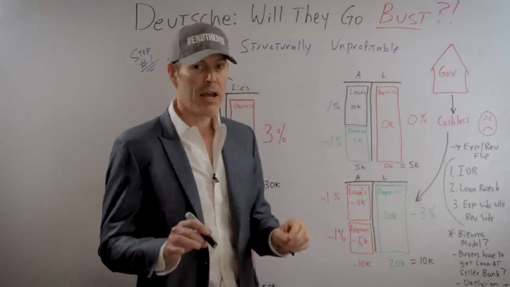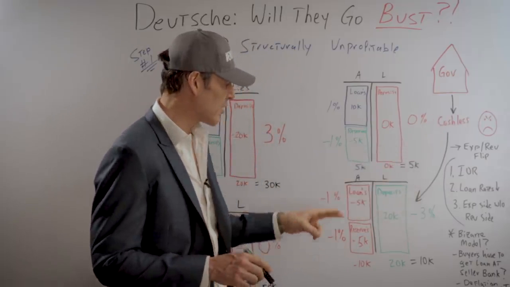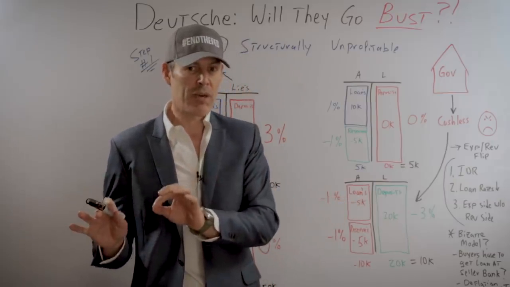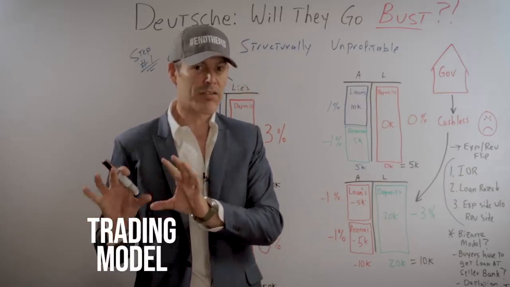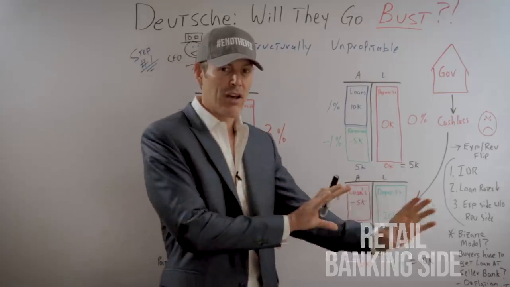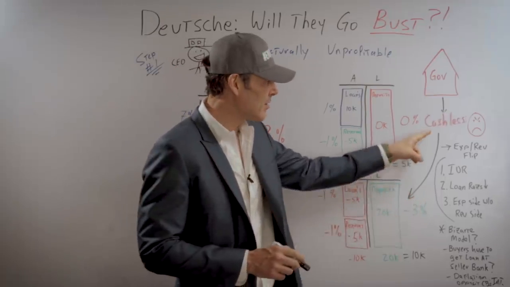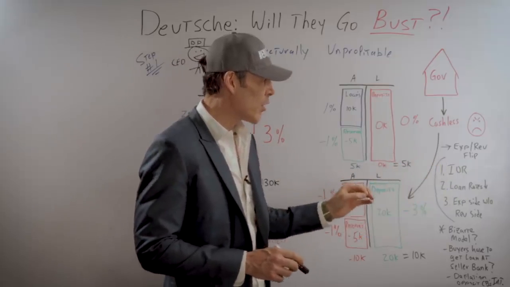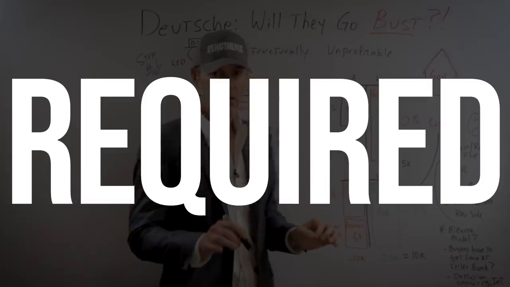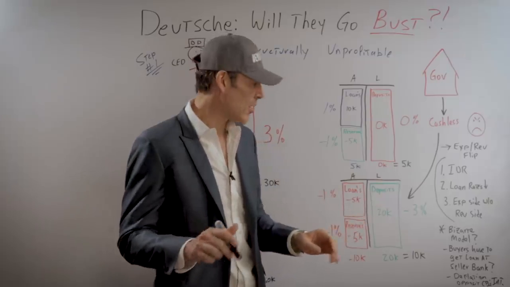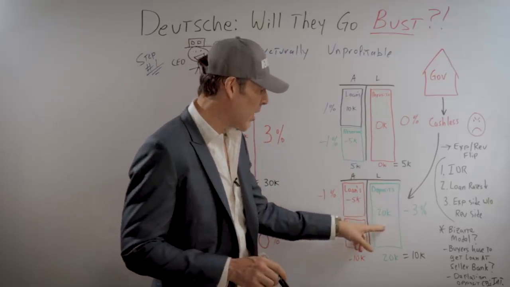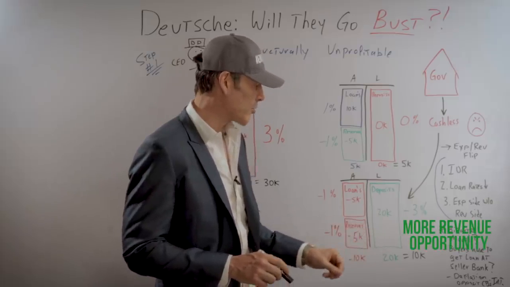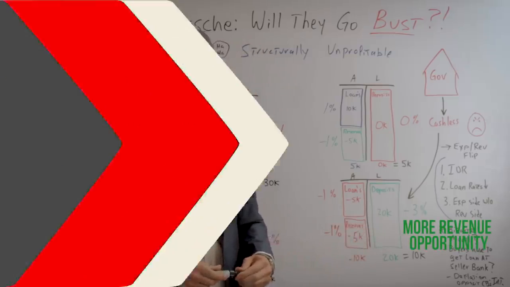And in my humble opinion, I think that this is why Deutsche Bank is transitioning from being a trading model or a speculative model into the retail banking side, because they see this cashless society coming down the pipeline. And if everyone is required to keep 100% of their liquidity as a deposit, that means that there's just more revenue opportunity for Deutsche Bank.